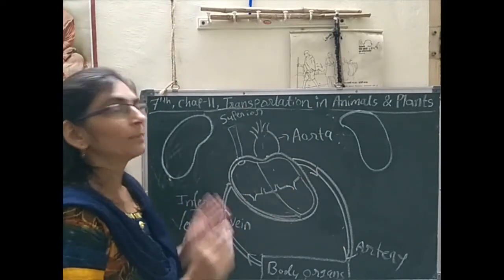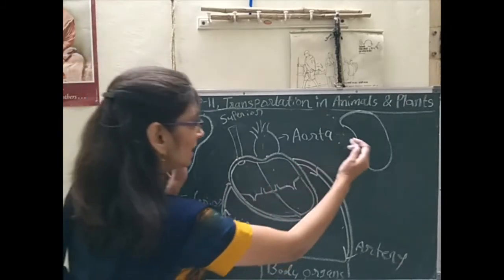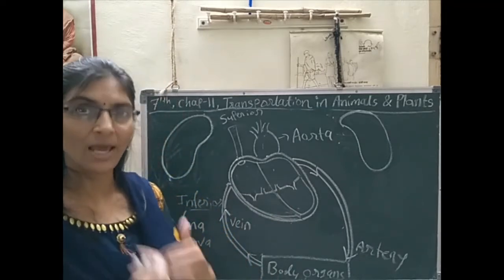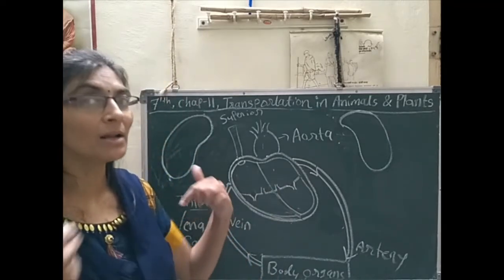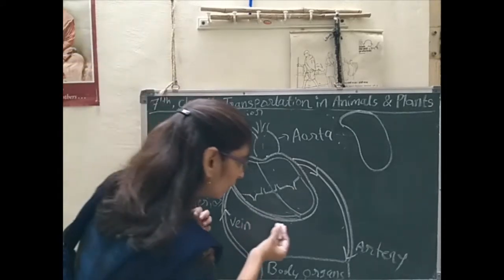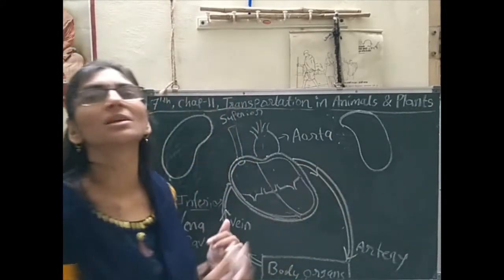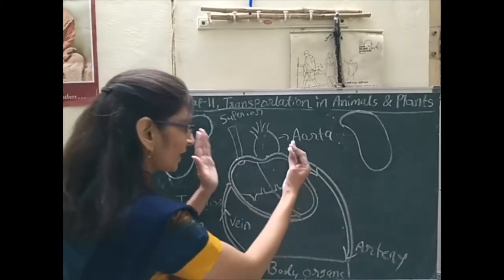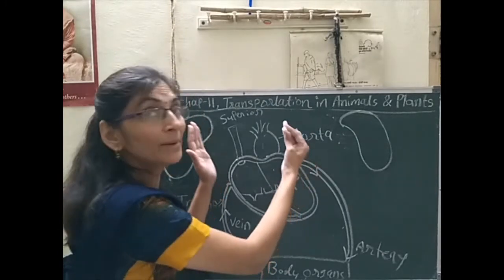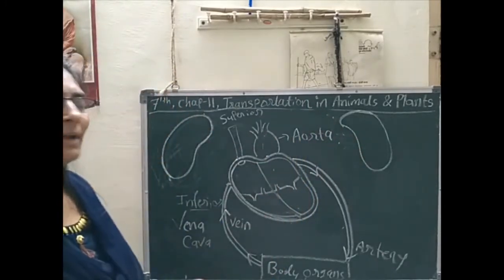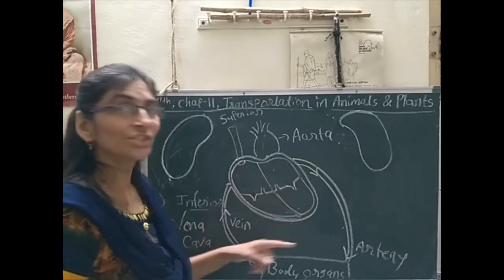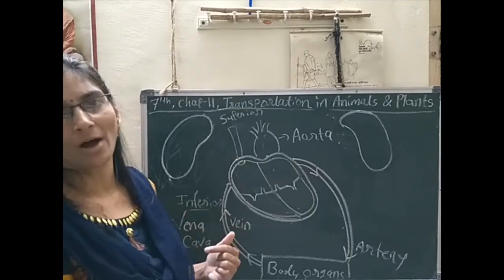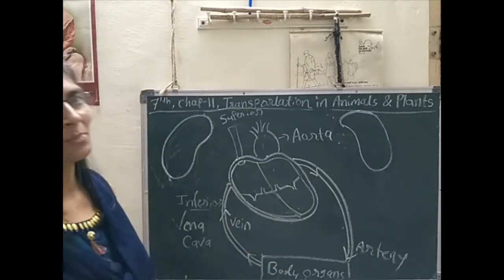Then the position of the heart. It is located between the lungs. Yes, it is at the center of our lungs actually. But the lower part is slightly tilted towards the left. The actual position is in between the lungs. So in the chest cavity it is present between the lungs, and the lower part of the heart is tilted towards the left. So that is about the position.